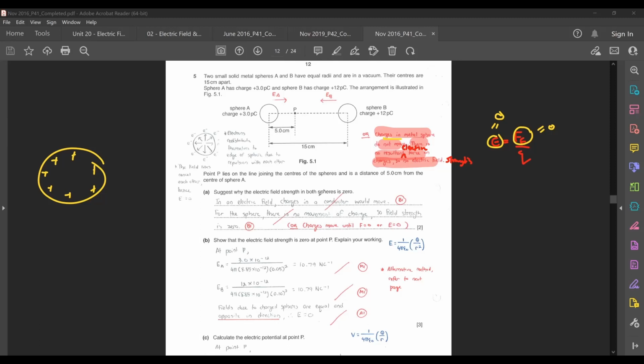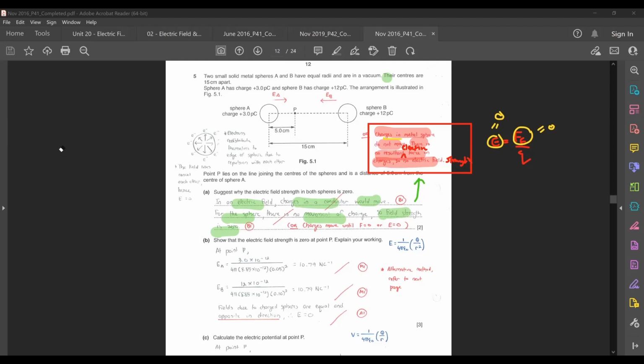Now, for the answer that the marking scheme specifically gave for this question, they say in an electric field, charges in a conductor would move, but for the sphere there's no longer movement of charge, so the electric field is 0. It's actually similar to what I wrote above, just reworded differently. But I would suggest this one is the most consistent with what you have in the notes. If you use this, it should be applicable for this current question too, all right?